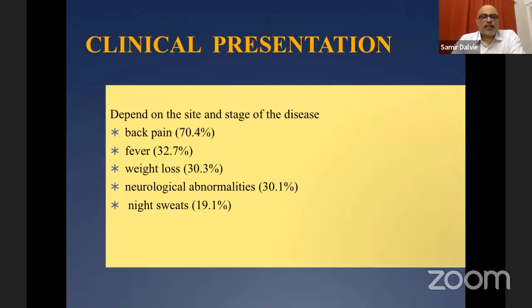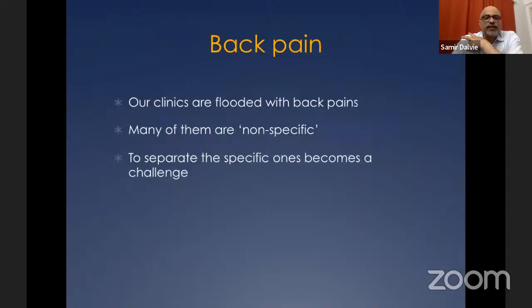So if we look at these patients, they present depending on the site and stage. They come with back pain. So back pain would be by far the commonest symptom, but again, it's only 70%. That means that 30% don't have back pain, right? Fever also is not very constant. So 30% have weight loss. So what we are taught in PG, that constitutional symptoms, they are not invariable anymore. Some patients present with neurology and some patients present with night pains.